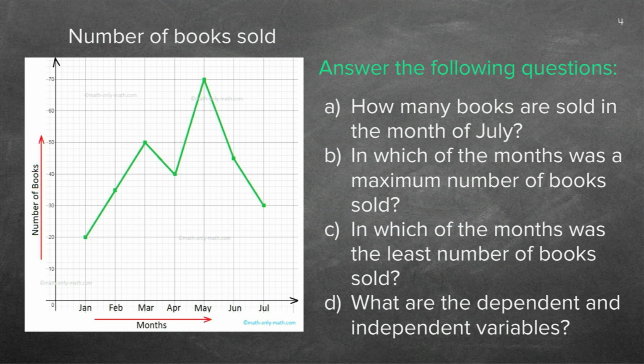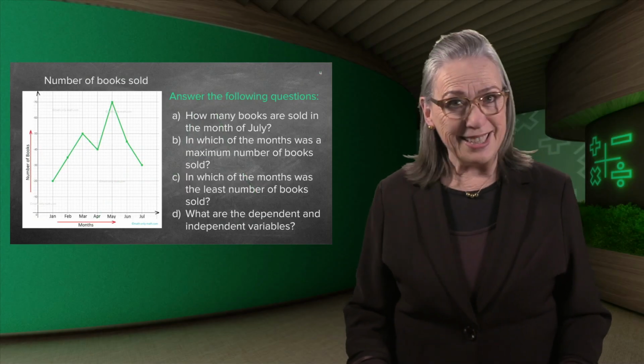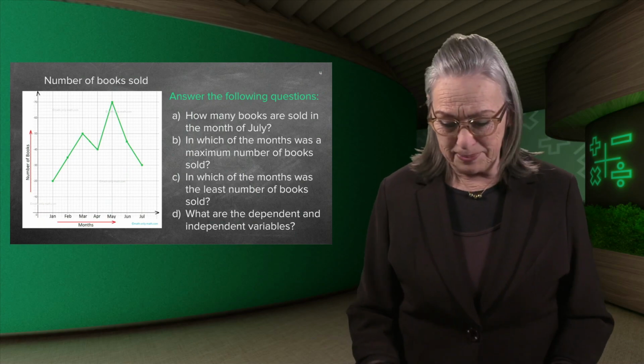So what are the dependent and the independent variables? Dependent will be the number of books, and the independent would be months. Congratulations, you're getting it now. So let's do another one.